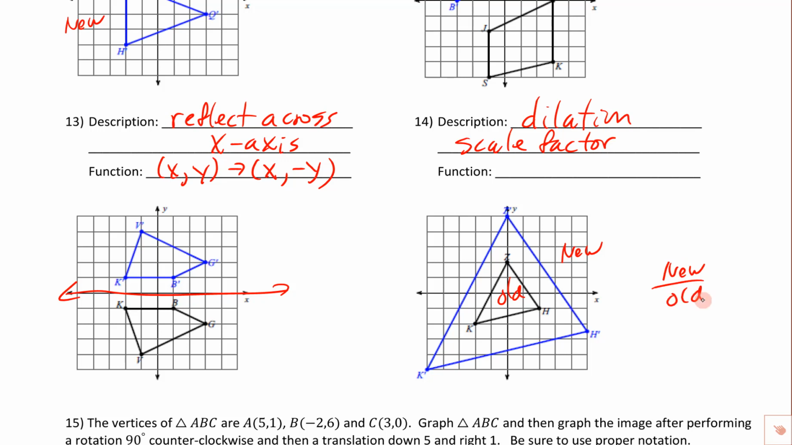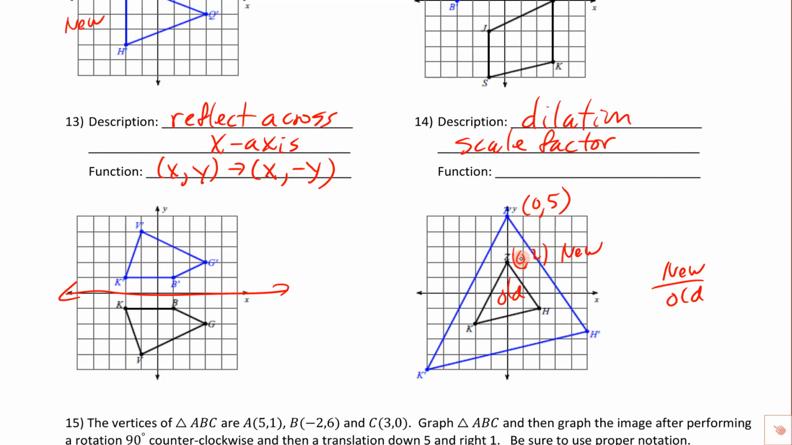We find two coordinates that are easy to work with, and we grab those points. So H prime wouldn't be a good choice because the new one would be a fraction. It's in between the two of those. But we could use K and K prime because those are nice integers, or we could use Z and Z prime. So this one is 0 and up 1, 2, 3, 4, 5. So this is (0, 5). And then the other one is (0, 2). And we do the new over the old.